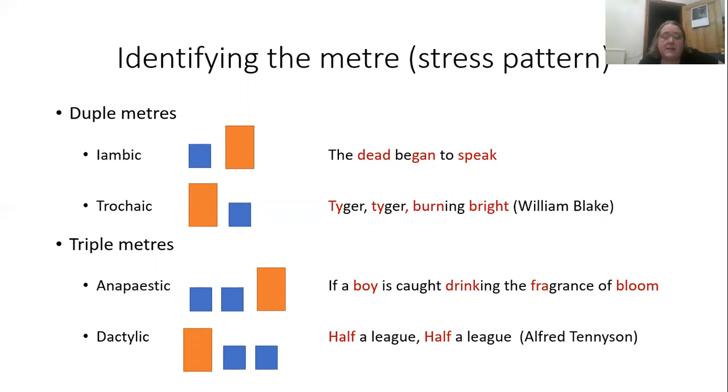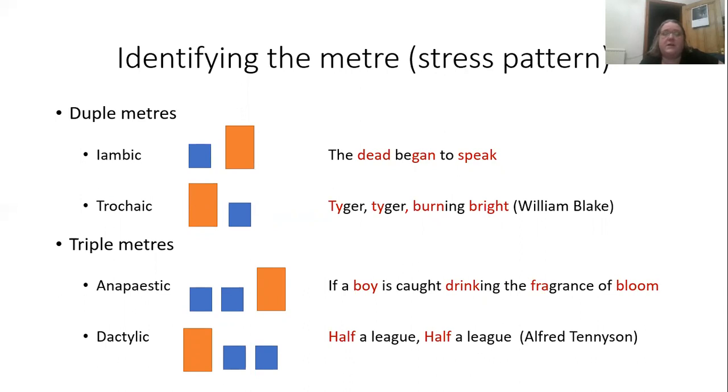A dactylic rhythm goes DUM-da-da. So stressed, unstressed, unstressed. So one of the most famous examples of this is Alfred Lord Tennyson's Charge of the Light Brigade. Half a league, half a league, half a league onward. So that rhythm of DUM-da-da, DUM-da-da is dactylic, and this is a dactylic dimeter.